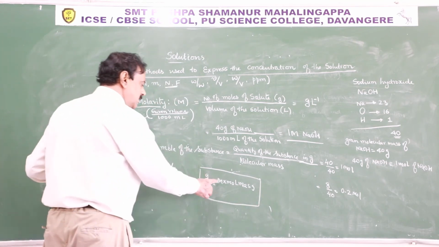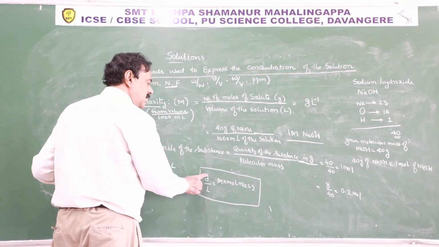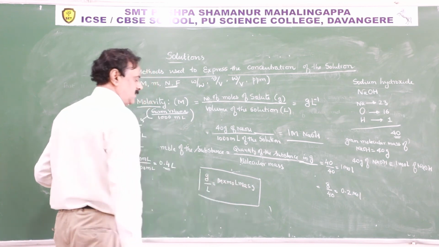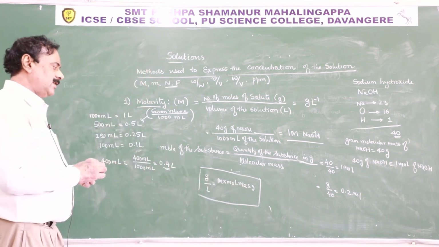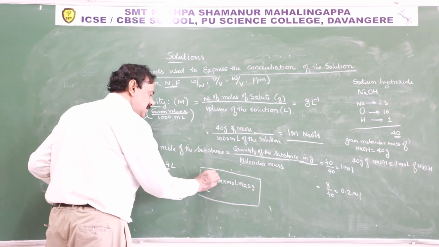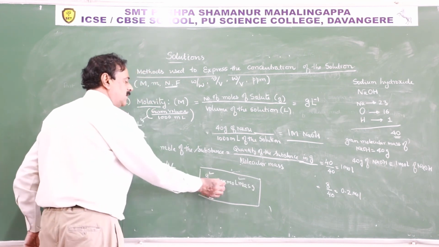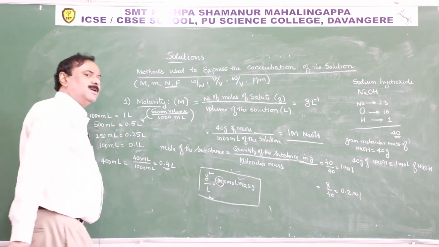Because by this method, grams per liter is equal to molarity into molecular mass. Whenever the grams and liters are given and you know the molecular mass, then you can calculate the molarity of the solution.